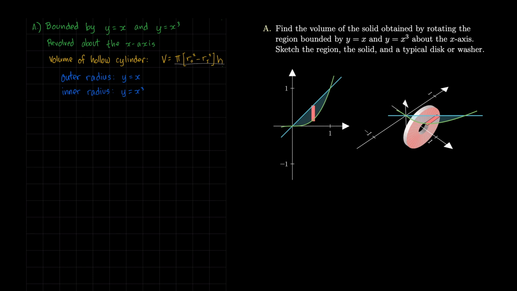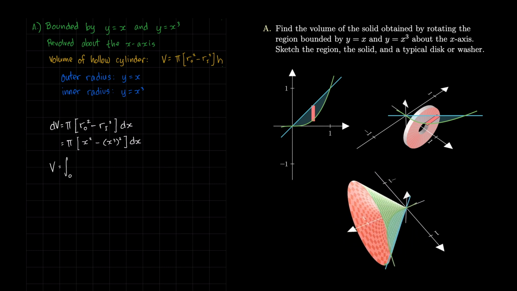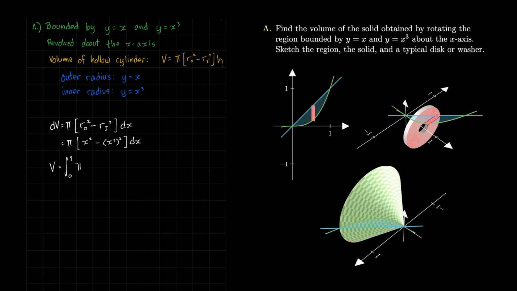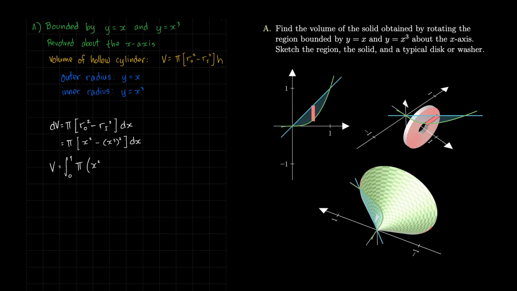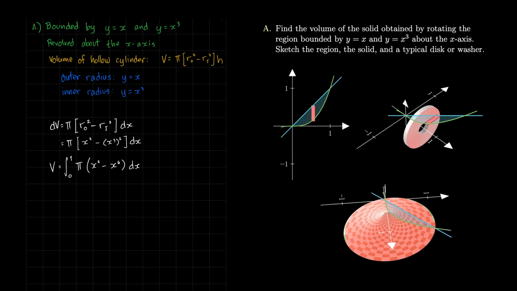The volume of the approximating washer will be denoted by dV and is equal to pi times the quantity r sub capital O squared minus r sub capital I squared multiplied by the height of the washer, denoted by dx this time. Let's rewrite that with x and x cubed taking the place of r sub capital O and r sub capital I respectively. Then the volume of the solid of revolution is equal to the integral of dV, which is the definite integral of pi multiplied to the quantity x squared minus x to the sixth, evaluated from 0 to 1.